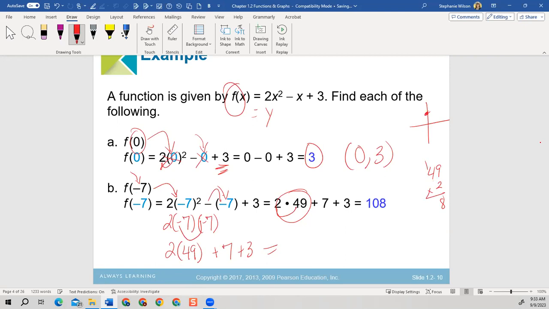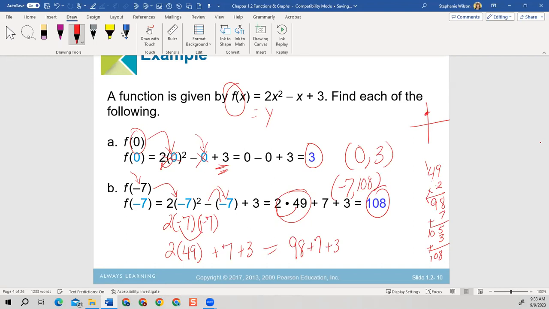2 times 9 is, oh, sorry, I said that wrong, guys. 2 times 9 is 18, carry the 1. 2 times 4 is 8, plus 1. So I get 98 plus 7 plus 3. And then when you add the 7 on, 8 plus 7 is 15, carry the 1. And then 9 plus 1, so I get 105. And then add the 3. And this is where they get the 108. So this order pair here is -7, 108.